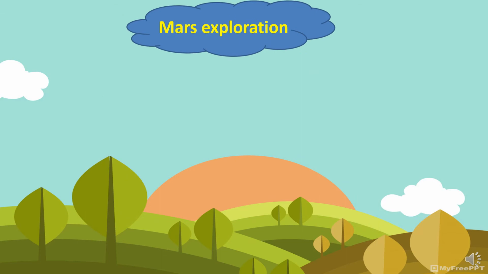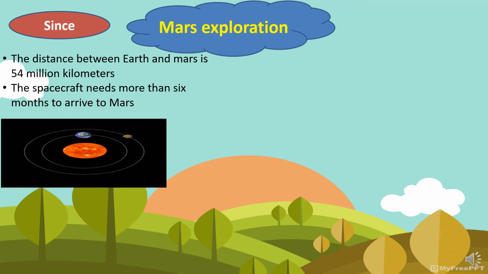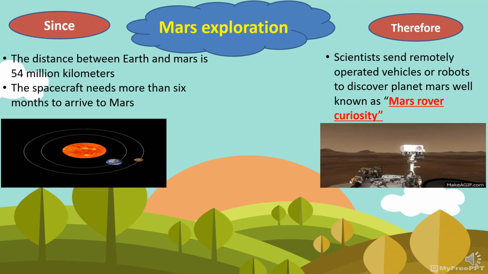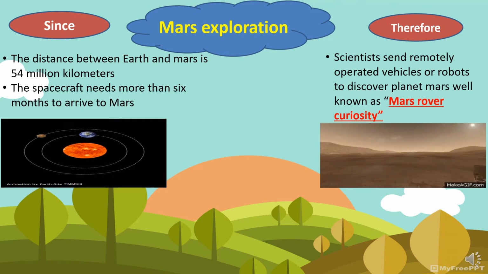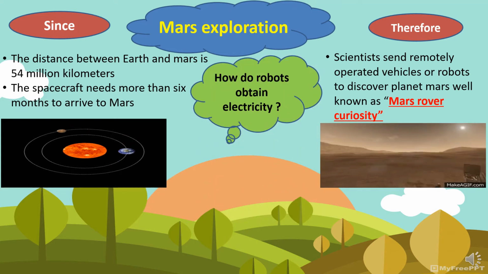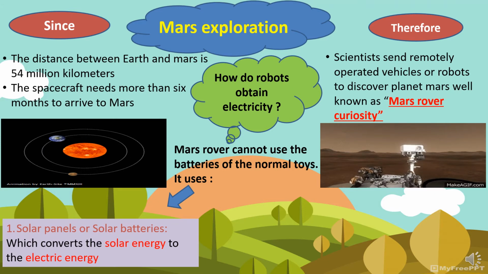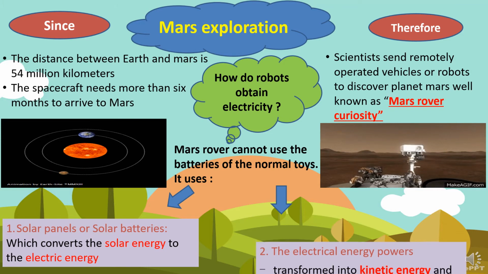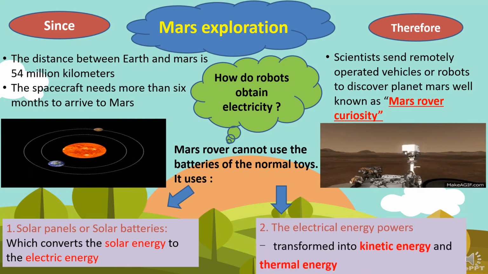Are you ready to know how scientists explore the planet Mars? Since the distance between Earth and Mars is 54 million kilometers, and the spacecraft needs more than 6 months to arrive at Mars, scientists decided to make a rover to explore Mars, and they called it Mars Rover Curiosity. What do you think? Is Mars Rover using normal batteries? Definitely not. It is using solar batteries or solar panels, which convert solar energy to electric energy. And then the electric energy is changed to kinetic and thermal energy.